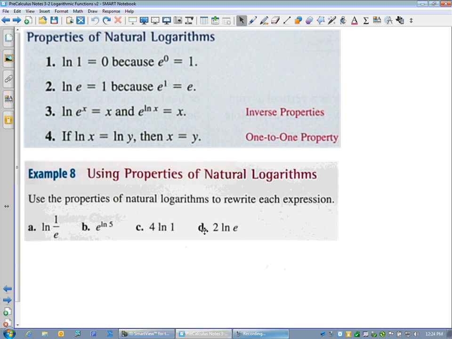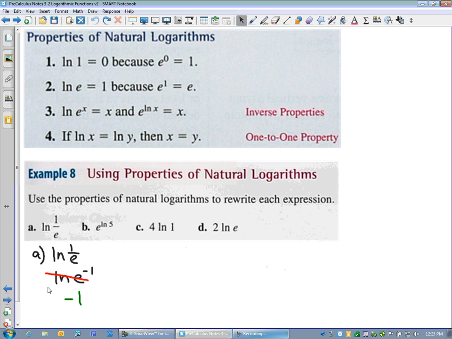All right, so let's try some of these examples. And sometimes you'll need to do a little bit of rewriting, a little bit of algebra, so that you can make it like one of these properties. For example, on the first one, for a, that form doesn't really help you too much. But you can rewrite 1 over e as e to the negative 1. And now you have the natural log of e to the negative 1. Now you have that cancellation, which happens right there. And you get just negative 1.